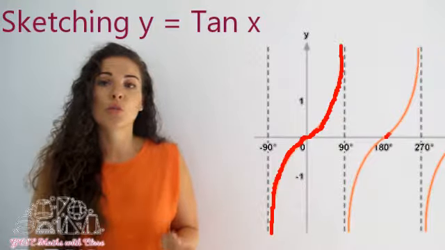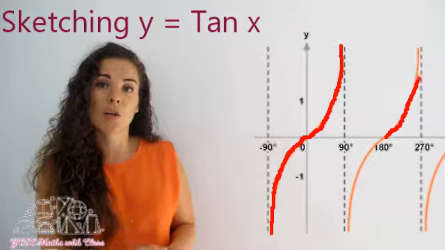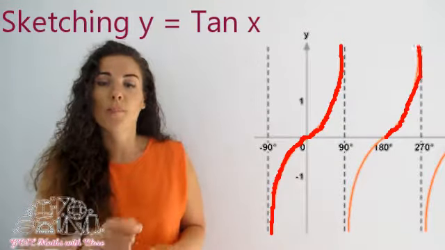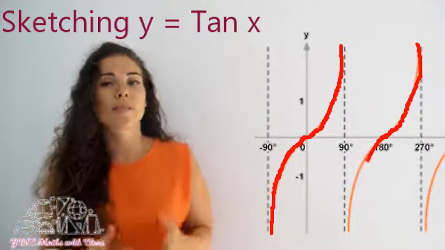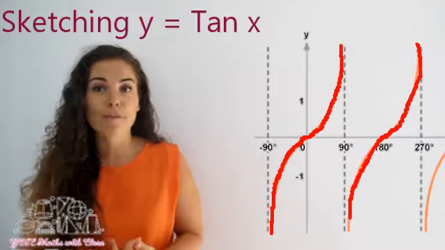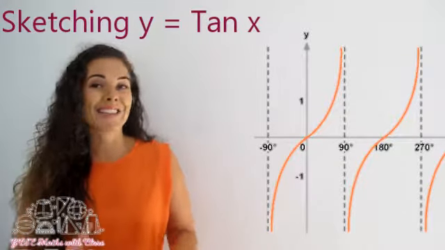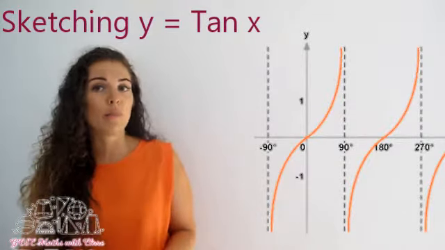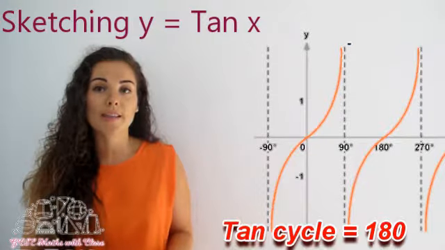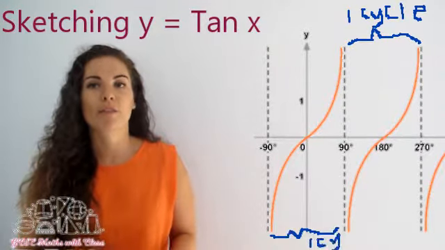So in between 270 and 450, there's 360. I put my coordinate there, and then I start drawing it up, and I start drawing it down, never touching the asymptotes on either side. So what's different about the tan graph is it doesn't follow the wave pattern of the sine and cosine graph. It doesn't have the maximum and minimum of 1 and minus 1 on the y-axis, and it repeats every 180 instead of every 360.